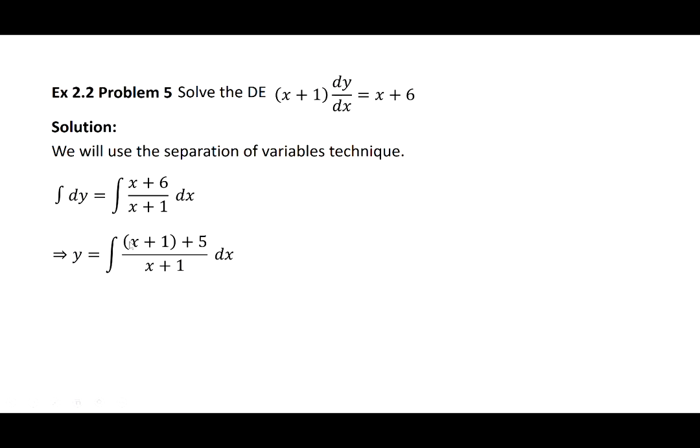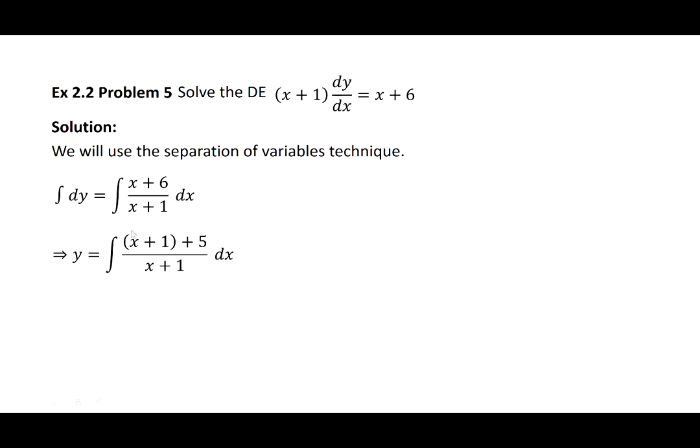But why did I split this as x plus 1 plus 5? That's because in the denominator, I saw an x plus 1. I said, hey, can I get an x plus 1 on the top? Yeah, go ahead and write x plus 1. But, of course, you need to add a 5. Otherwise, this numerator is not equal to that numerator. So x plus 1 plus 5.